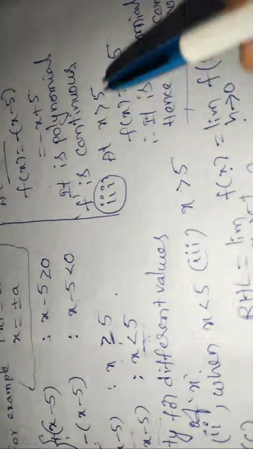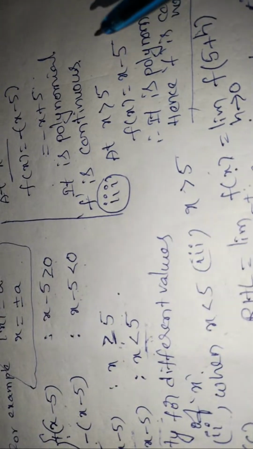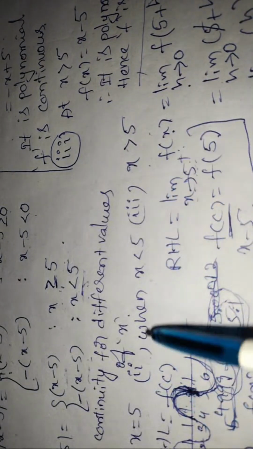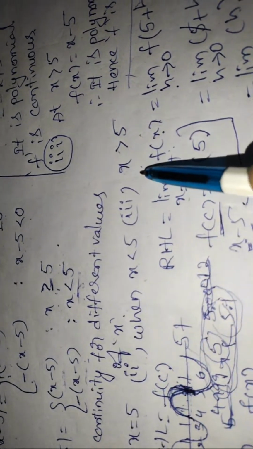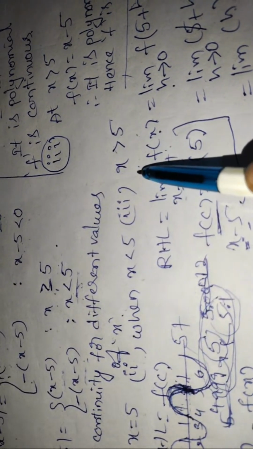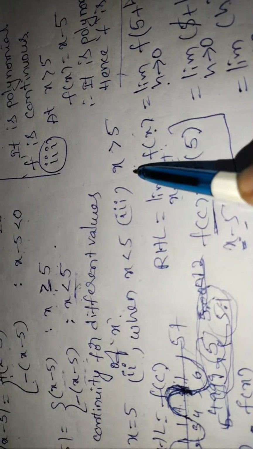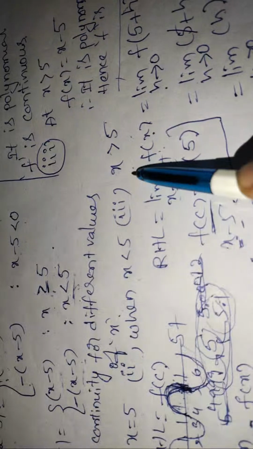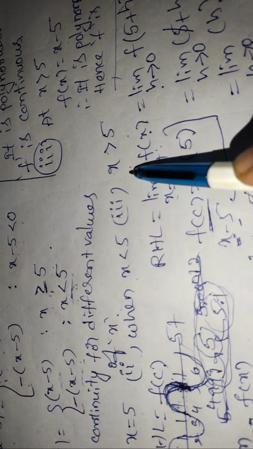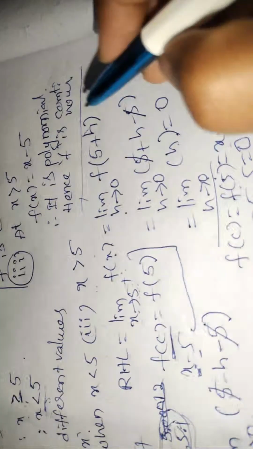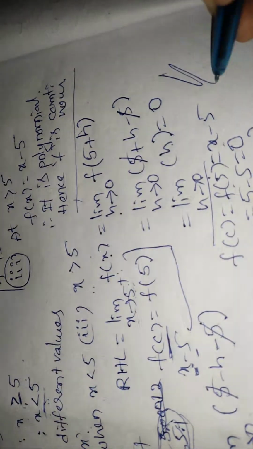So for all 3 cases, it is continuous. If you observe, for all these 3 cases, it is continuous. So the final conclusion is f is continuous at all real numbers. It is continuous for all the cases. So it is continuous for all real numbers. So this question is over.